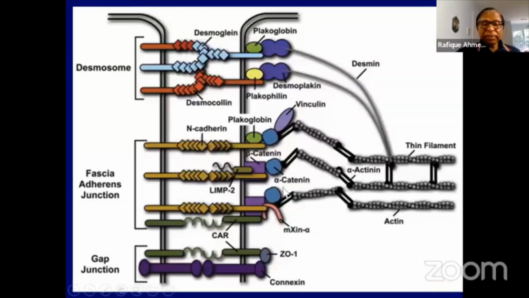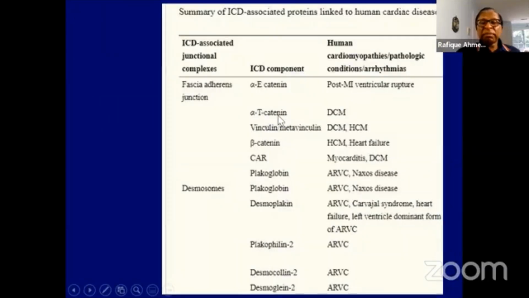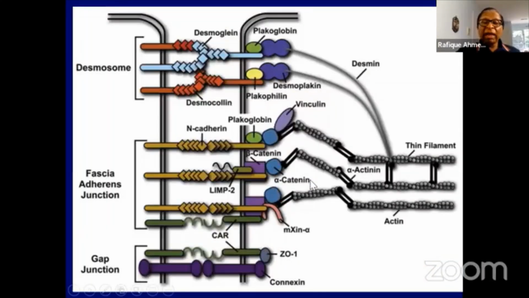Like this one, if we look at dilated cardiomyopathy, alpha T catenin, and where is the alpha T catenin? This is the alpha T catenin. This is connecting the actin filament to this one, and this can be defective. And then there is another one, let's say plakoglobin. This one is related to arrhythmogenic right ventricular dysplasia. And so this is the plakoglobin.